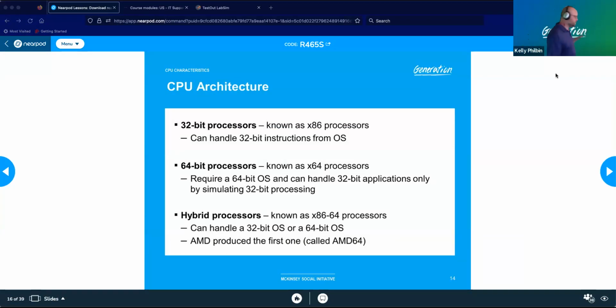So questions about ARM chips. It's relatively new, typically in mobile devices and smaller laptops, things like that. So like a Chromebook would have an ARM chip in it.